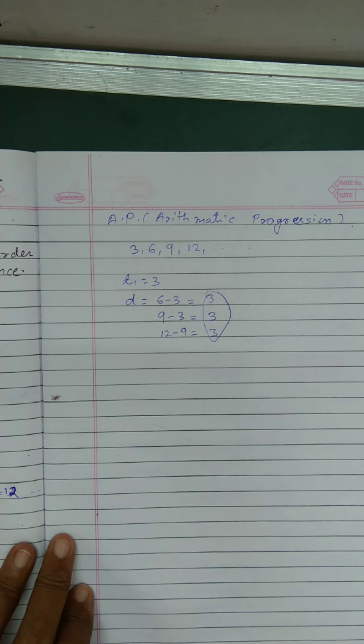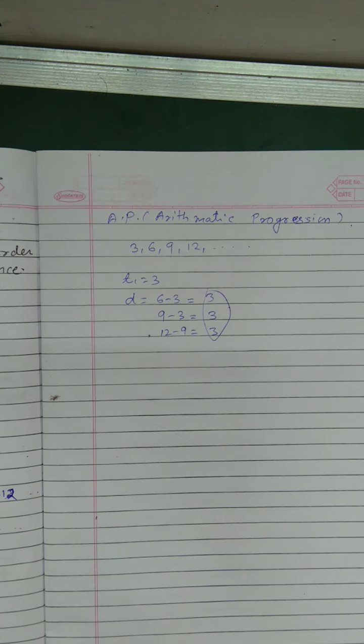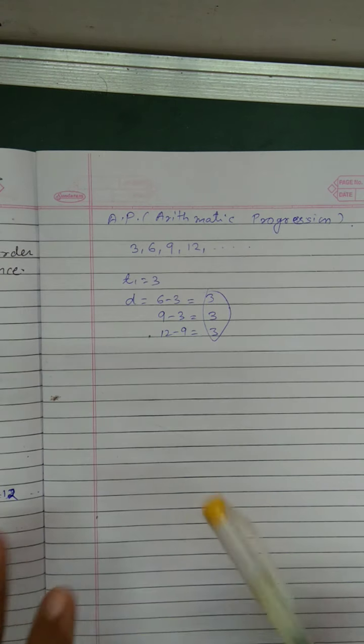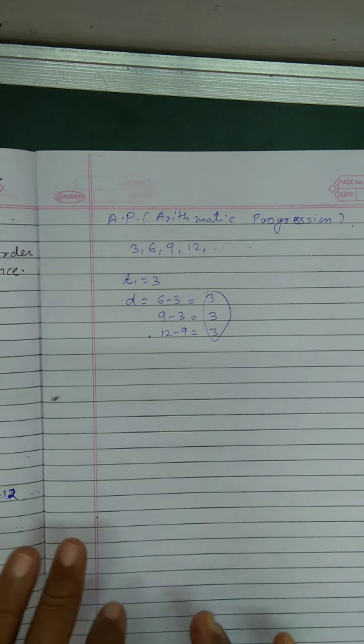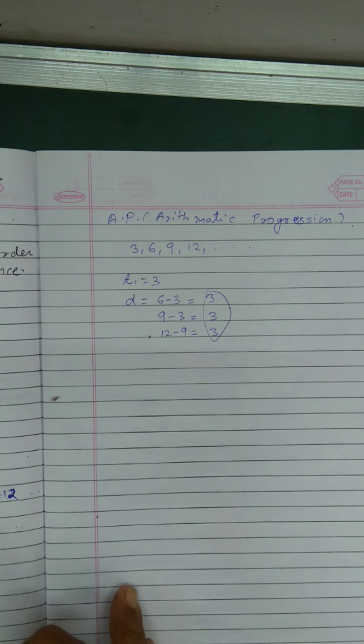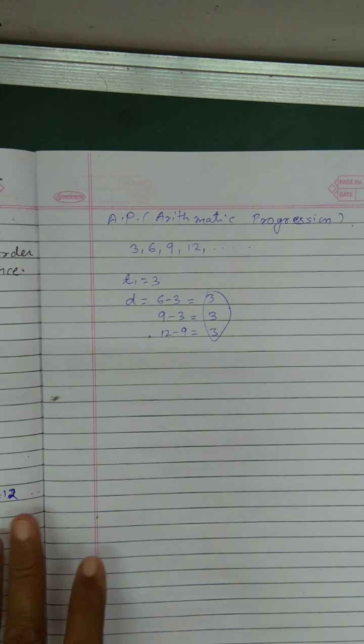What is the definition of the arithmetic progression? In a sequence, if the difference between two consecutive terms is the same, then it is called an arithmetic progression. In a sequence, if the difference between two consecutive terms is constant, then that sequence is called an arithmetic progression.